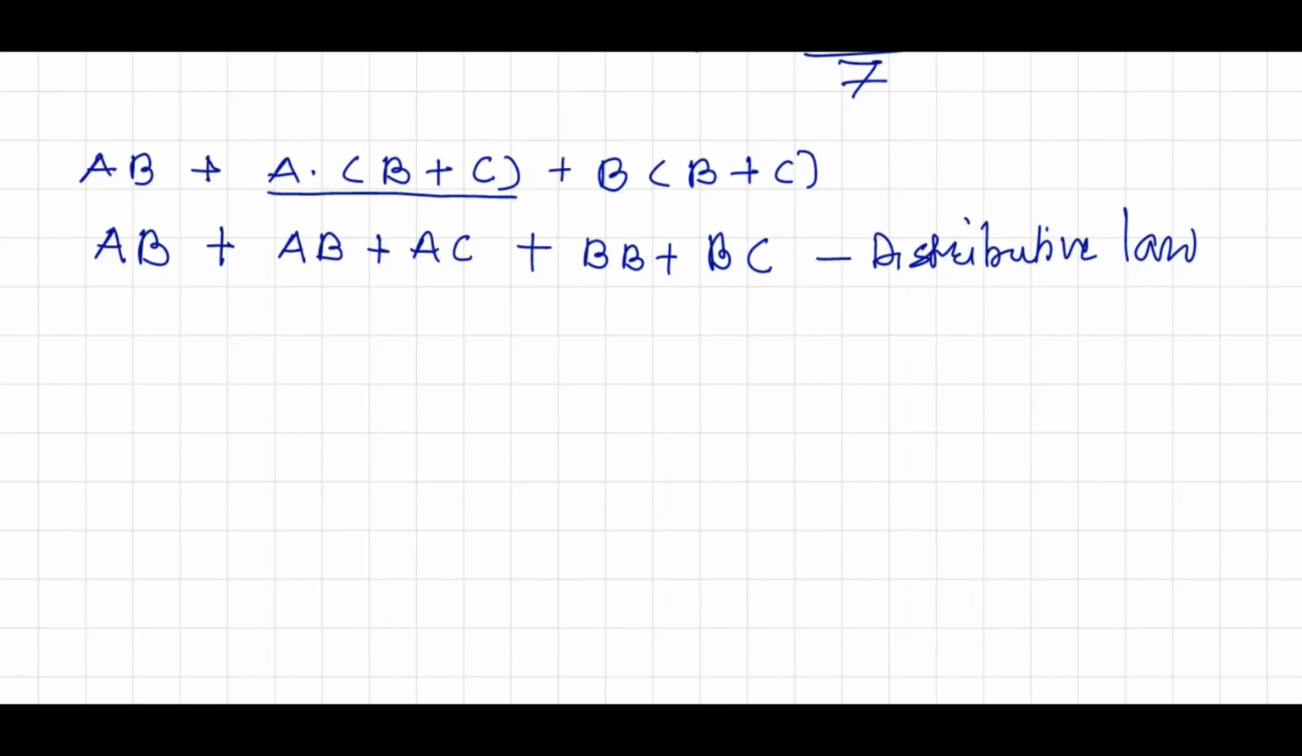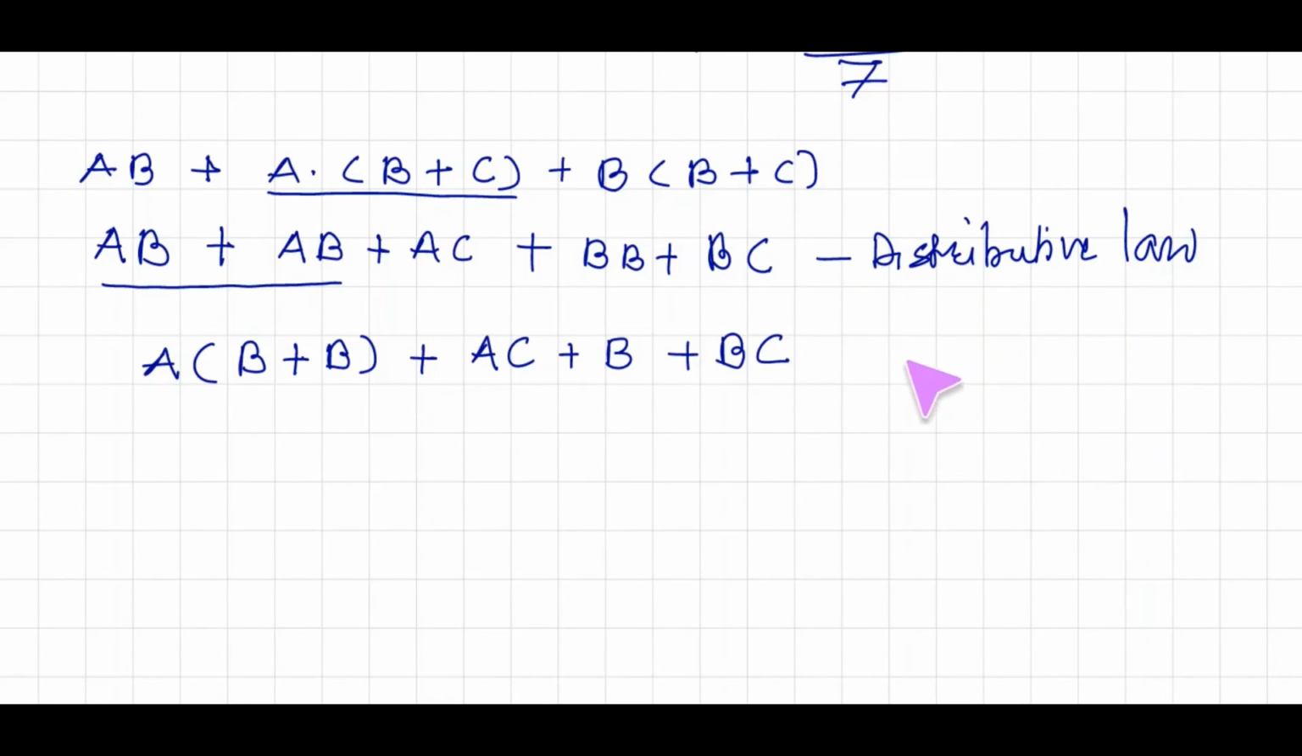Now again, what can we do, let us see. So here in this term we see that A is common, so we can write A(B plus B) plus AC. Now we know that B dot B is nothing but B, plus BC. So here, since we know that B dot B is equivalent to B only.